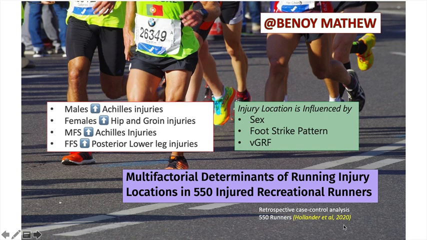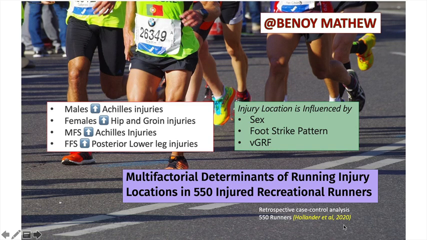The foot strike matters as well. If it's more a midfoot strike, it increases the risk of Achilles injury. Forefoot strike increases posterior lower limb injuries. Since we're talking about hip injuries here, this matches what I see clinically: most of the patients who come with hip pain are generally female runners. So there seems to be a predisposition to hip and groin pathologies in female runners.